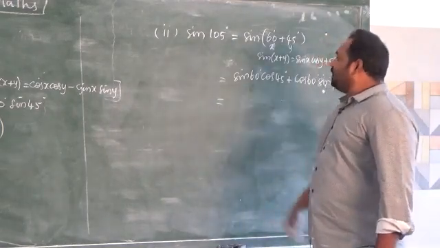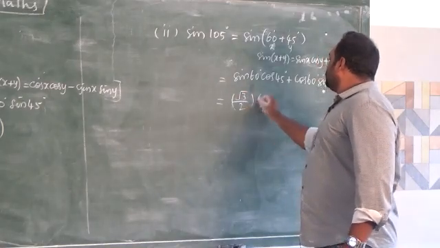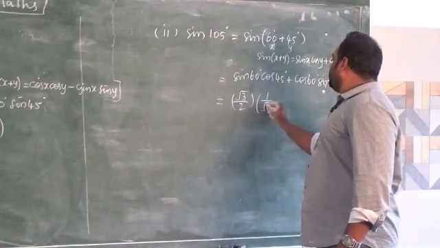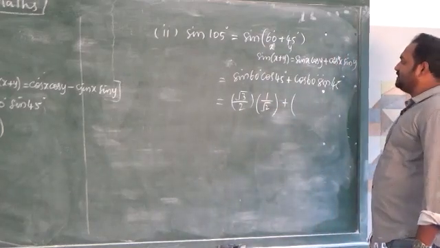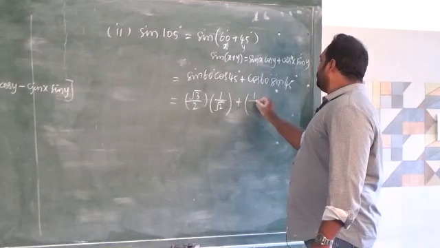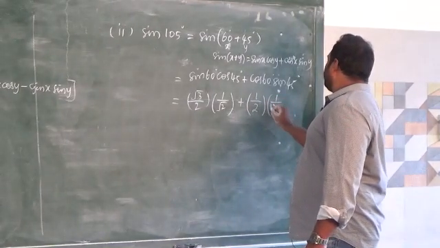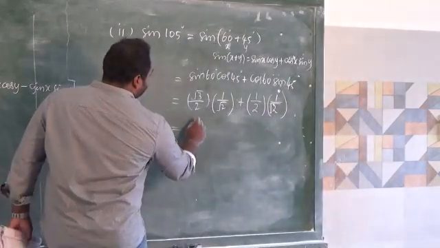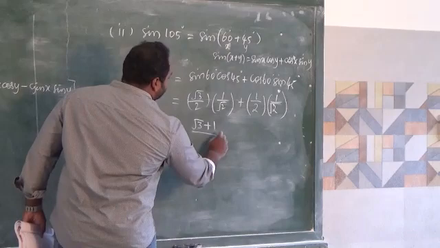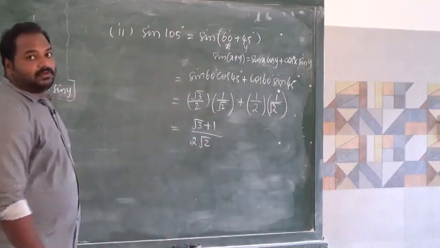Now sin 60 value is root 3 by 2, cos 45 is 1 by root 2, cos 60 value is 1 by 2, sin 45 is 1 by root 2. This is root 3 plus 1 in the numerator, common denominator is 2 root 2. So this is the value of sin 105.